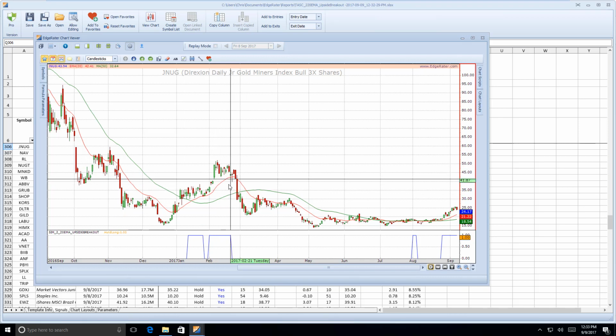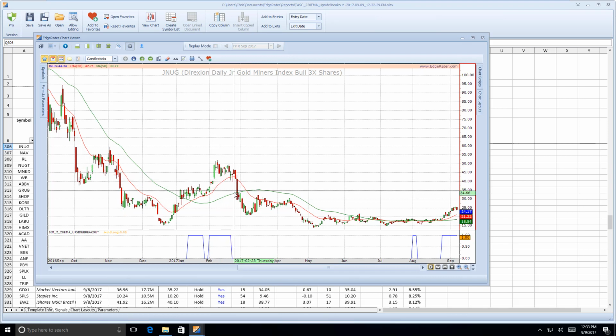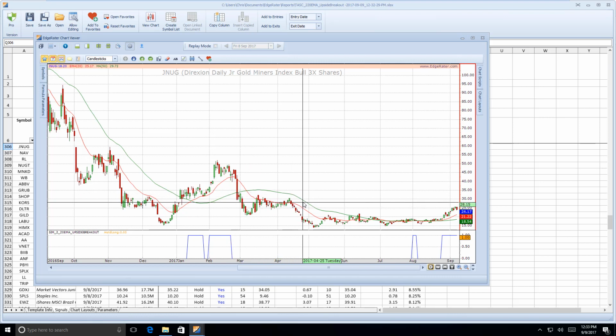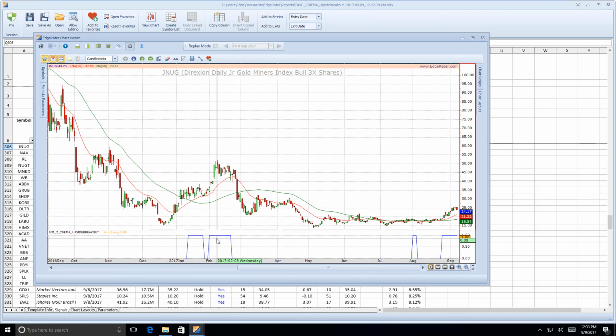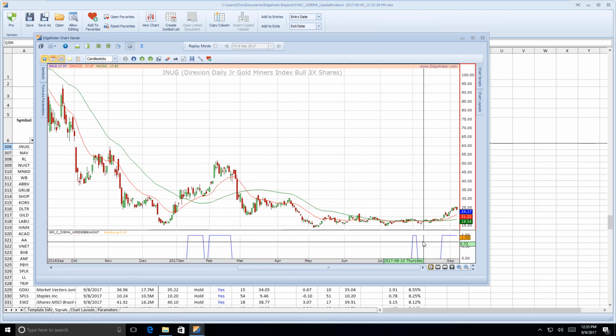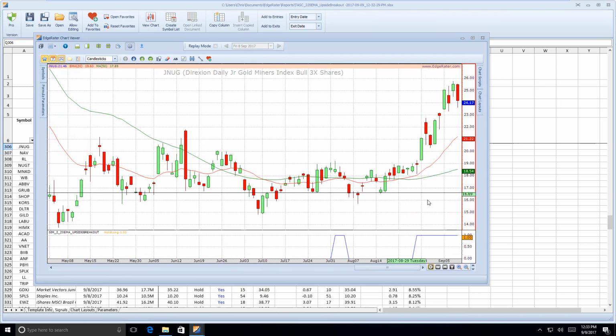You've got the red line being the 20 EMA, the green line is the 50-period moving average. It's not used in this strategy, it's just there for a reference. And then in the lower area, whenever you see the blue up at a 1 value, that's when the system is in a trade, a long trade. This is the upside breakout system, so long side trades only. So let's zoom in a little bit on the recent action in JNUG.